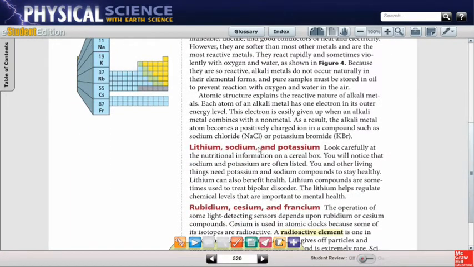Okay, lithium, sodium, potassium. Look carefully at the nutritional information on a cereal box. You will notice that sodium and potassium are often listed. You and other living things need potassium and sodium compounds to stay healthy. Well, that's an important fact you may want to write down. We need these things to stay healthy. Okay?